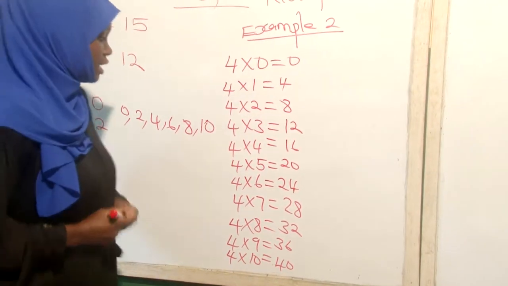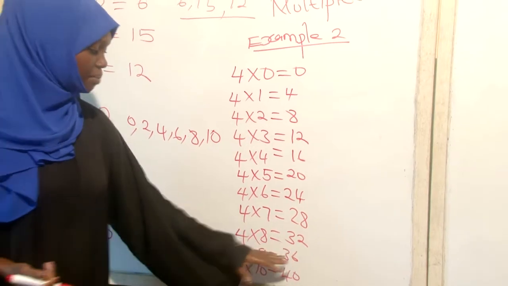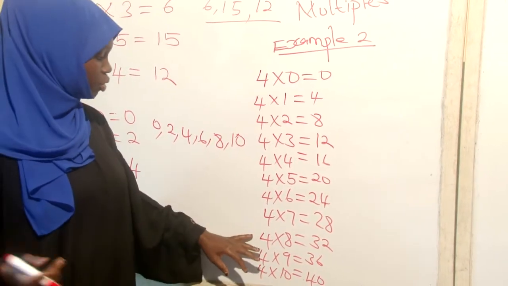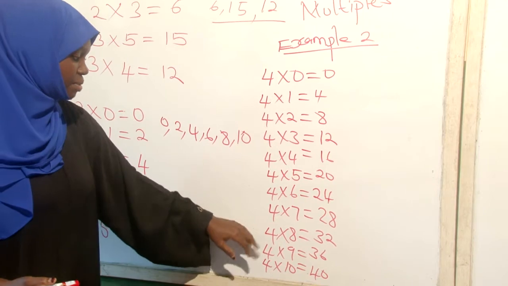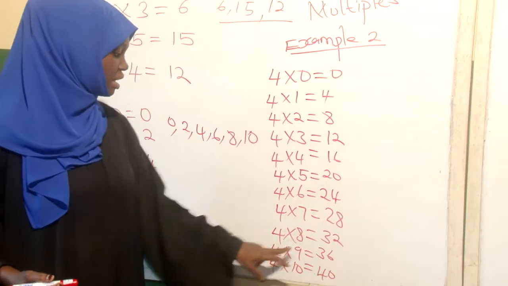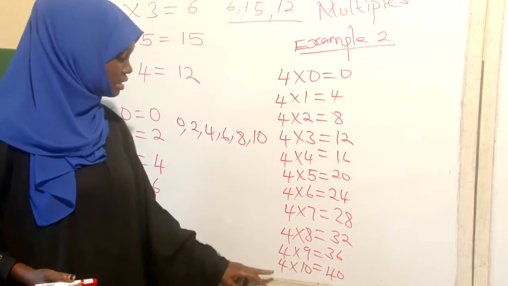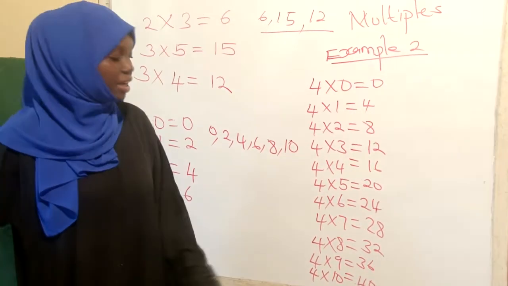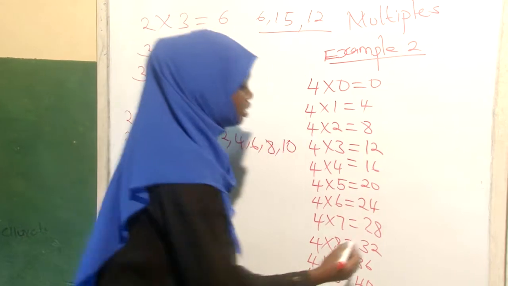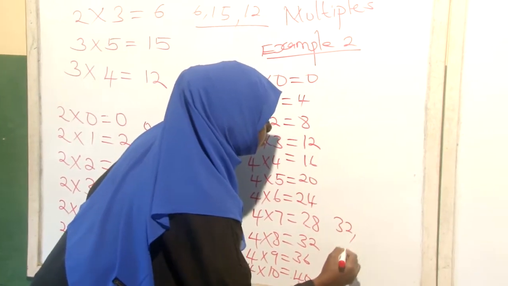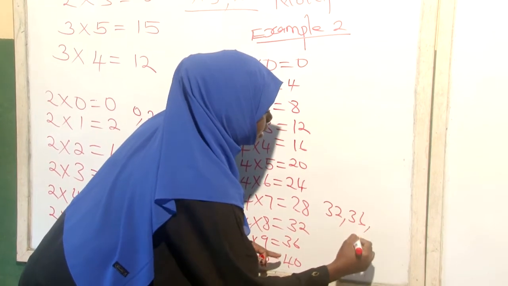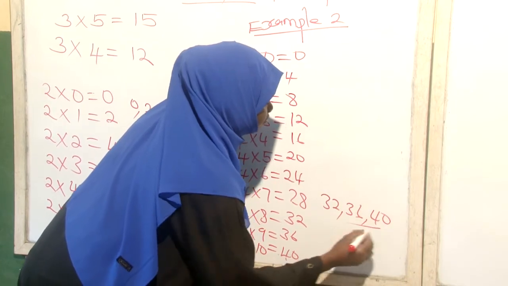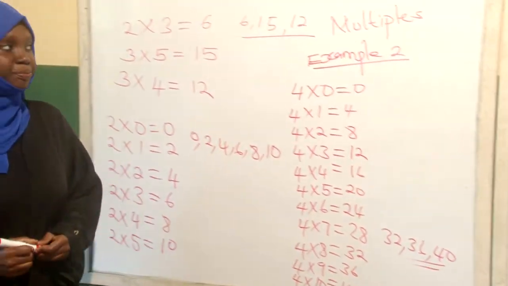So after 28, these are the next 3 multiples. That is, we have gone 3 other steps. That is 4 times 8, which is 32, 4 times 9, which is 36, and 4 times 10, which is 40. So our next 3 multiples after 28 will be 32, 36, and 40. Hope it's clear.